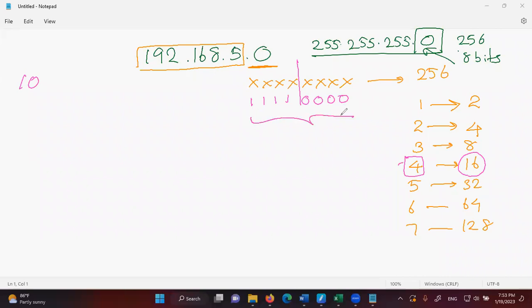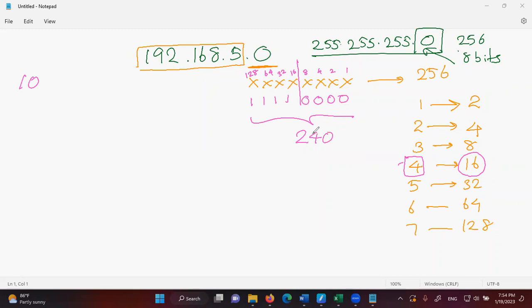If I convert this to decimal, here we have 128 and 64, 32, 16, 8, 4, 2, 1, right? If I convert this to decimal, 128 plus 64 is 192, plus 32 is 224, plus 16 is 240.